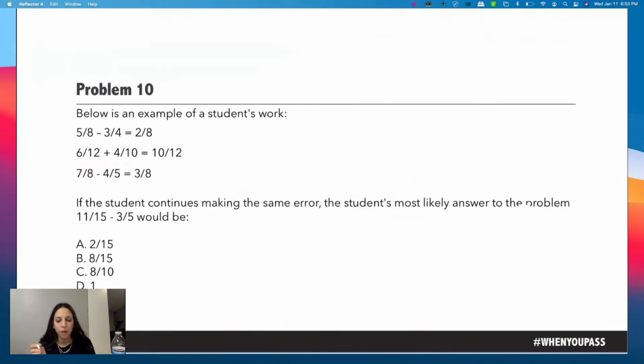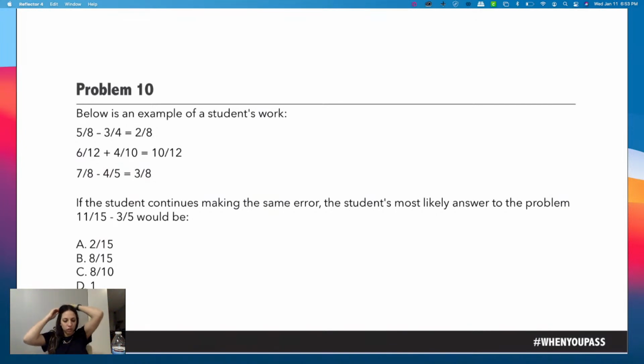This is the elementary problem I didn't think we would have time for, but we do have time for it, so we're going to go ahead and do it right now. Below is an example of a student's work. This is a classic elementary problem.